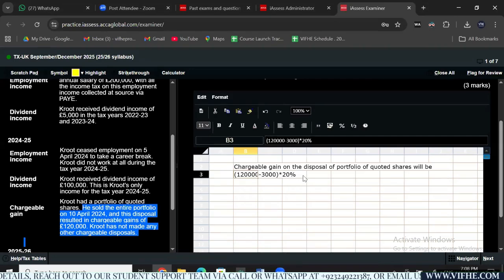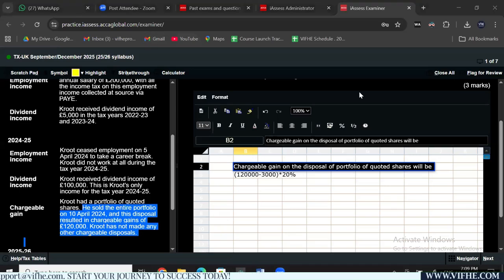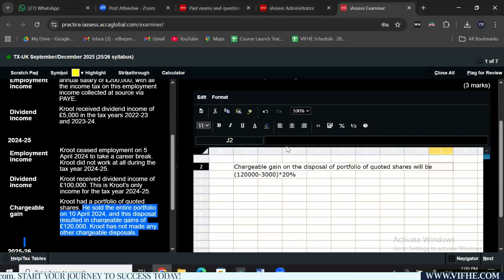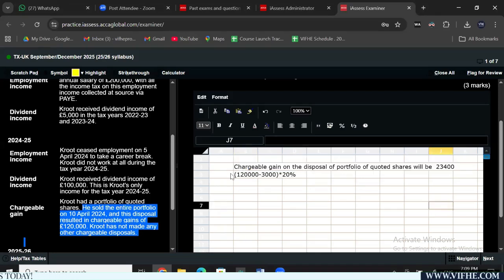120,000 minus 3,000, into 20%. In fact, it is 117,000 into 20%. That would be 23,400. Is that so? All right. So 23,400 is the CGT liability upon the disposal of the portfolio of quoted shares. So this is the first point.